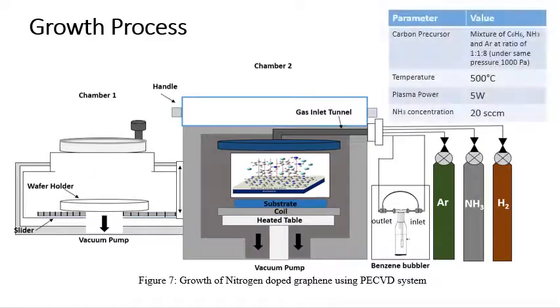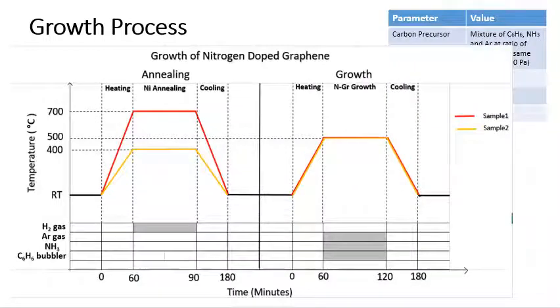Figure 7 shows the PECVD system for synthesis of nitrogen-doped graphene. During the growth process, a mixture ratio of 1:1 to 8 of benzene, ammonia, and argon acting as precursor will be supplied under the same pressure of 1000 Pascal for 1 hour. The optimization of nitrogen-doped graphene will be done by applying radio frequency plasma power of 5 W with constant temperature at 500 degrees Celsius, and the concentration of ammonia will be set to 20 sccm. This time chart shows the flow of the progress for the growth of nitrogen-doped graphene.